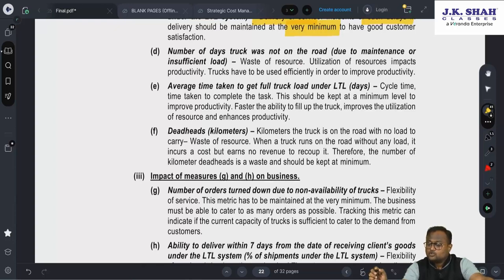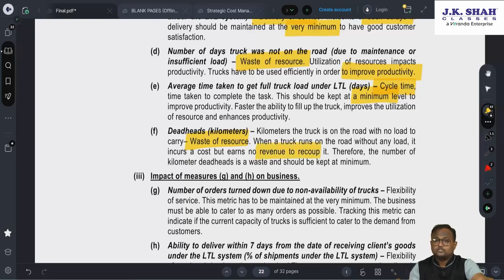Number of days the truck was not on the road. It is a wastage of resources which should be minimized. You should improve the productivity. Average time taken to get the full truck load. This is cycle time, production time. Minimum level is required to improve the productivity. Deadheads, empty truck, unproductive transportation. Again, waste of resources.